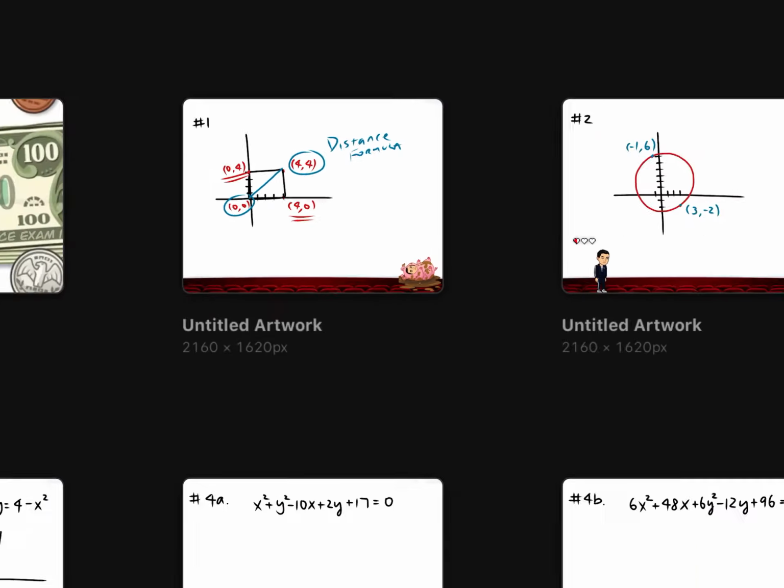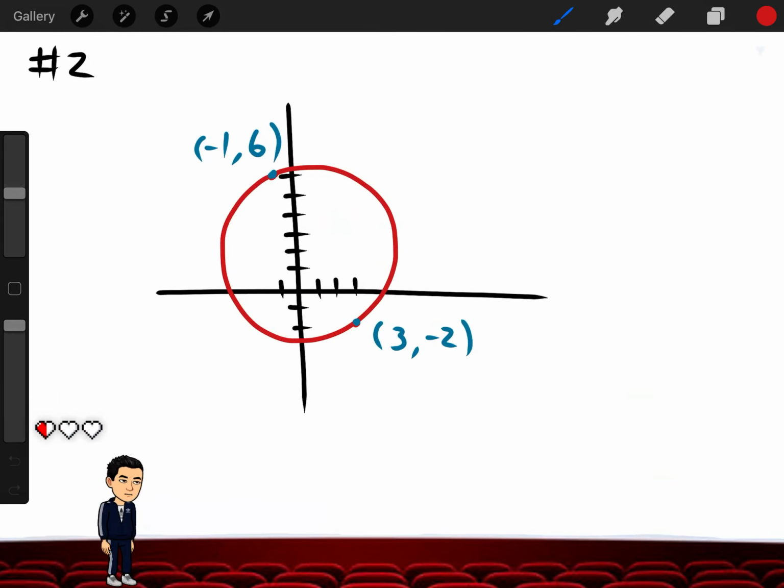Let's go over the next problem. Number two, you're going to have to find the length of the diameter. I'll give you the endpoints, so all you need to do is use the distance formula to find the length of this diameter.